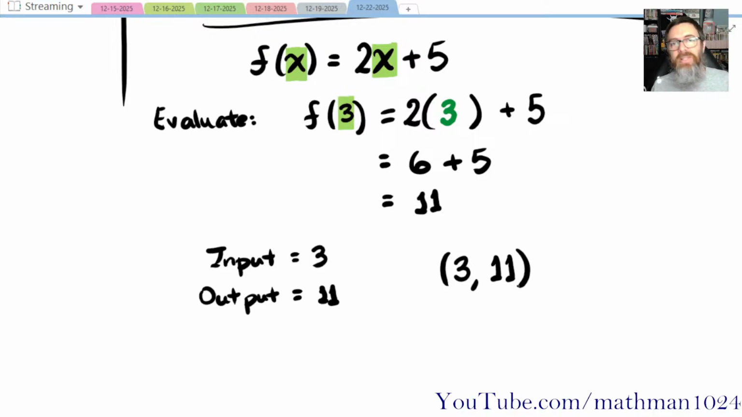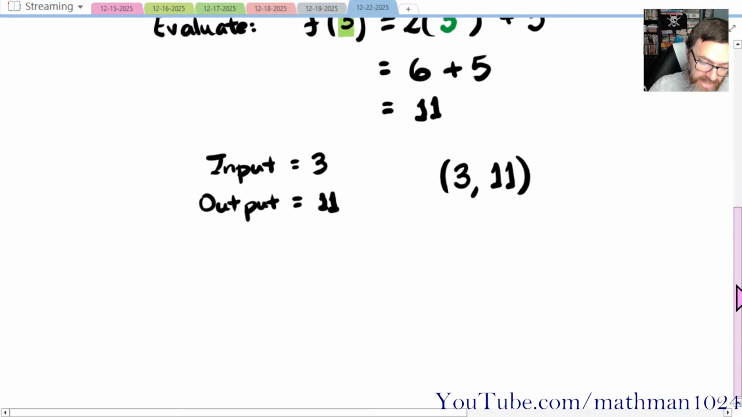Now, since this is a function, since I'm using this function notation, that means that the visual representation, the graph of this, will pass the vertical line test. In other words, you plug in one value, you get out one value. That's what it means to be a function.